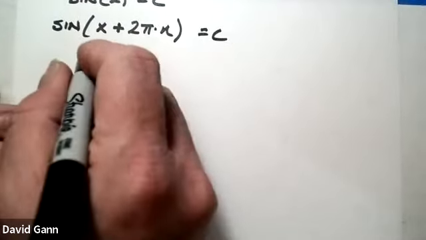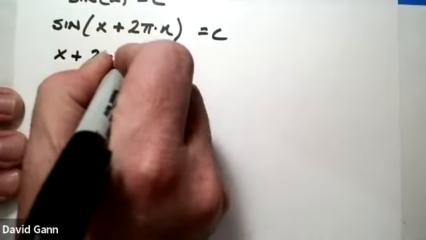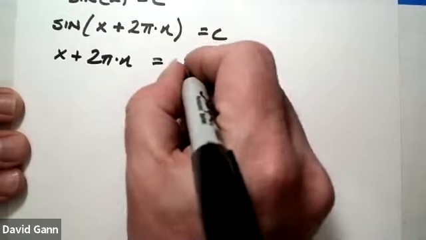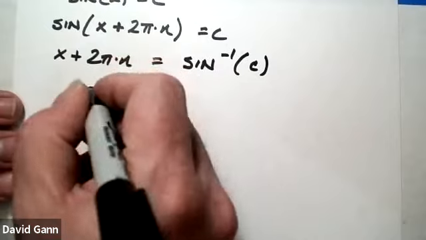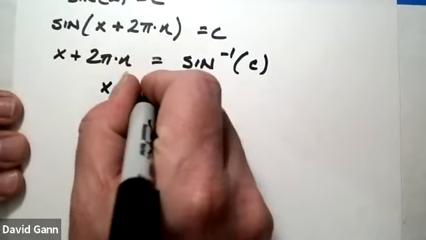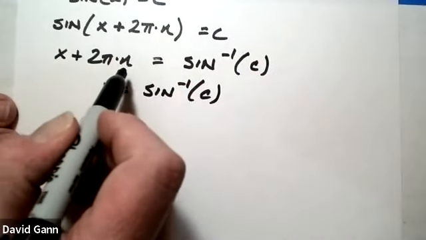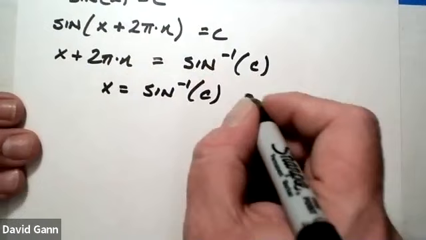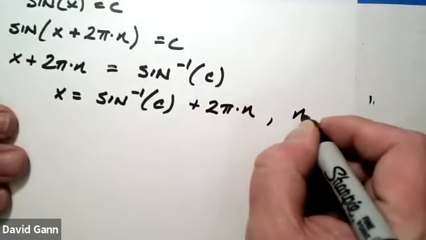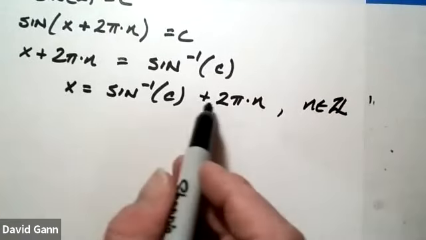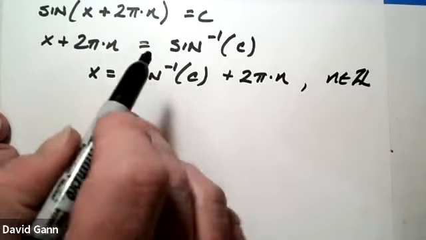So the solution looks like this: x plus 2 pi times n is equal to the inverse sine of c. And thus, x is equal to inverse sine of c. Honestly, the plus or minus doesn't matter because n is any integer, so usually the way you see it is with plus 2 pi times n, where n is an integer. So this is all of the solutions that correspond to the principal root.